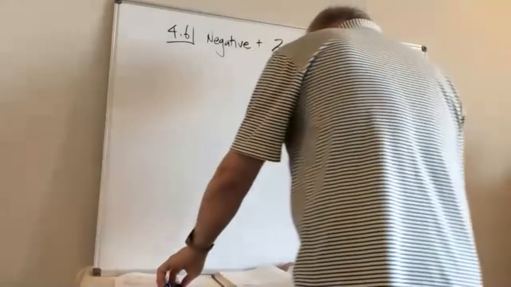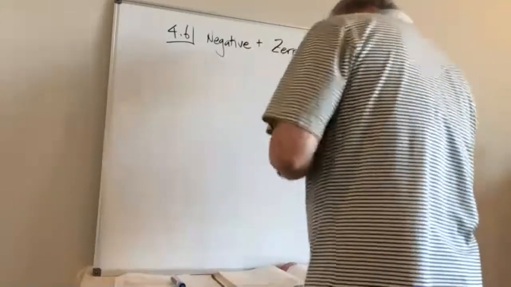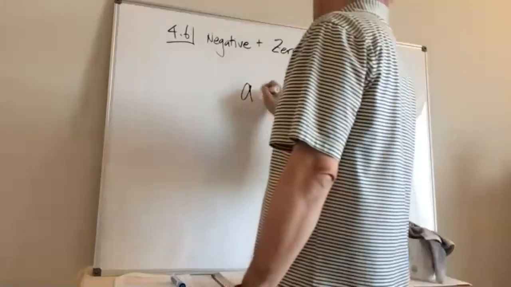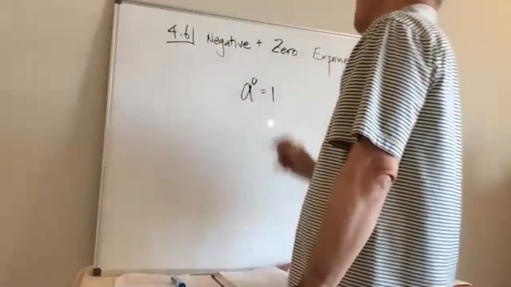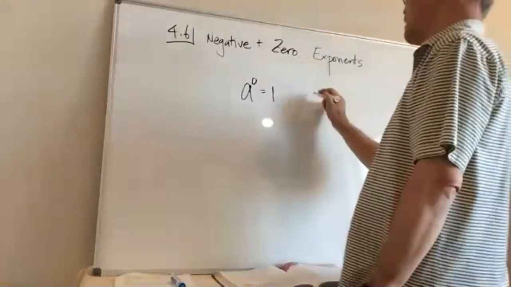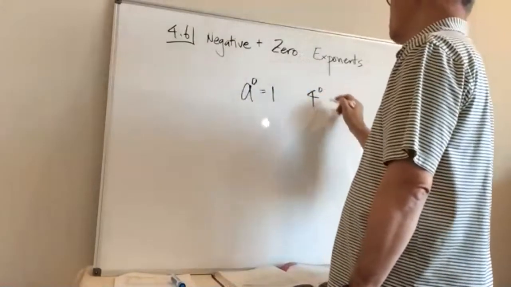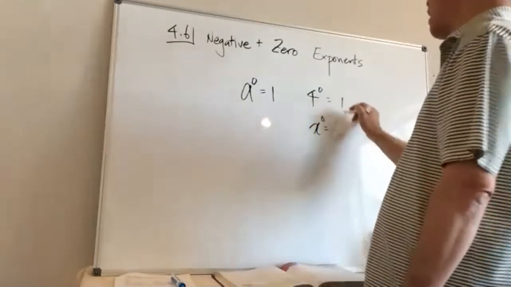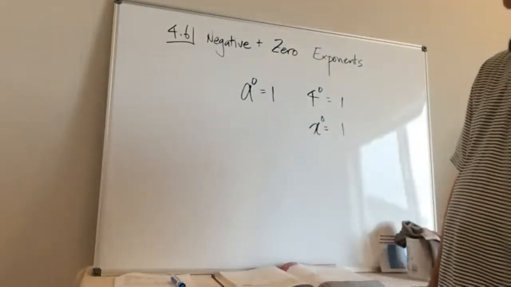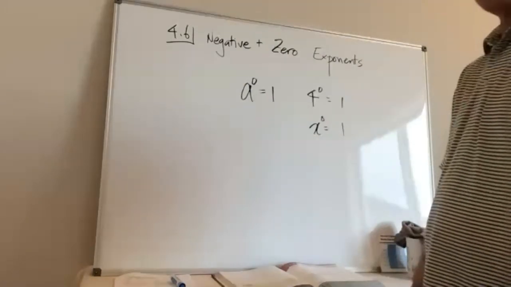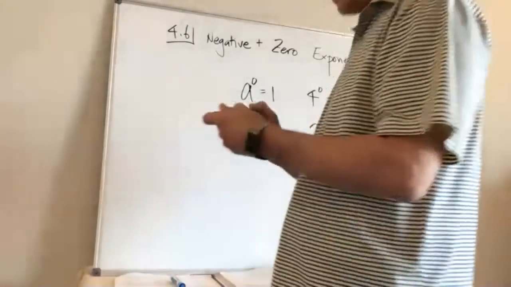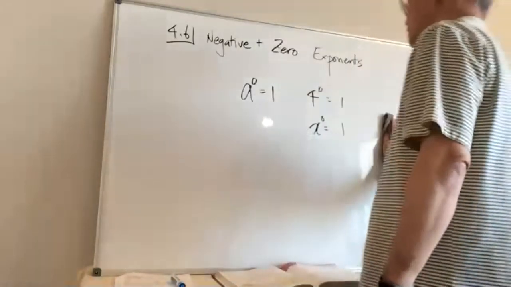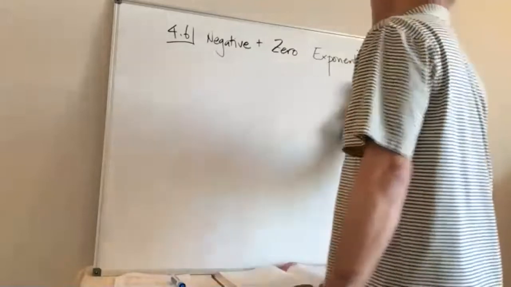It says, for any non-zero number a, a to the 0 power is 1. So by definition, any number or any variable for that matter to the 0 power is always going to be 1. Anything to the 0 power is 1. So that's the 0 power thing.